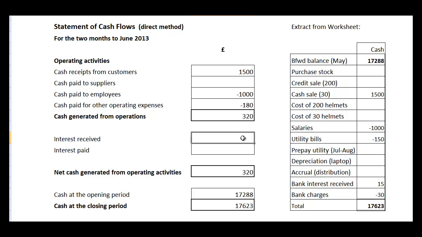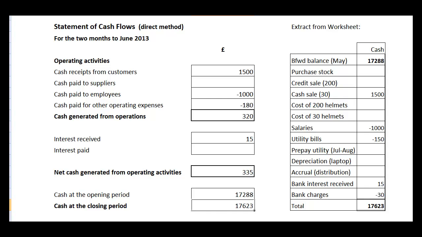We also have interest received of £15, again picked up from our worksheet. There was no interest paid in this particular instance, so the net cash generated from operating activities is £335, which is represented by the change in our opening cash and our closing cash. So this is quite a straightforward exercise to examine the direct method, and it really is an analysis of transactions from our cash records.